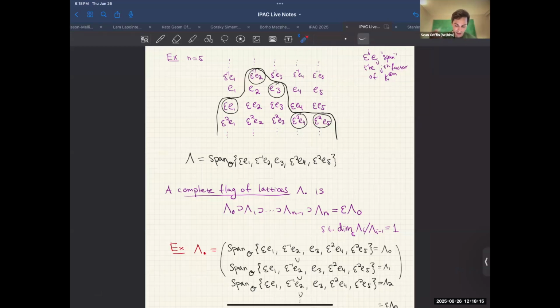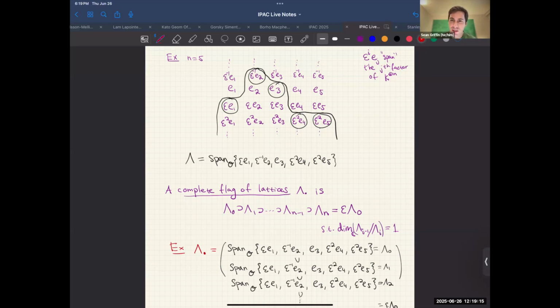So for example, how could I make a flag of lattices? I could start with this lattice on top that I already selected. And then one by one, I can decrease the size of the lattice by removing some things from the top. So as a first step, for example, where did I put this? Yes, sorry, thank you. That was a typo. Yes, I minus one is the larger thing. Thank you.